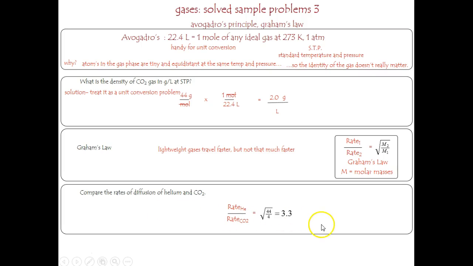Notice we have not answered the question. Students oftentimes stop there and move on. But have we really compared the rates? I think you really have not until you put it in the form of a sentence. And what we've determined is that helium diffuses 3.3 times as fast as carbon dioxide. For every 100 yards that the helium diffuses, we will only go 33 yards, roughly, very close to that, for the carbon dioxide. And now you've answered the question.